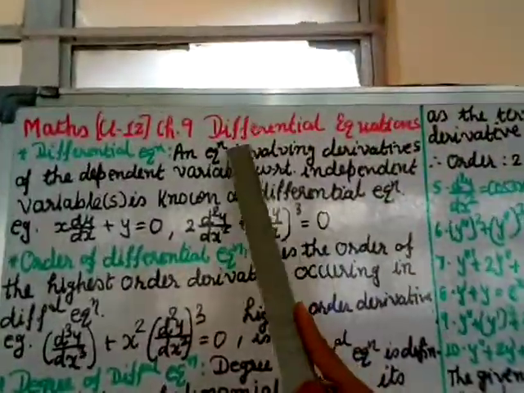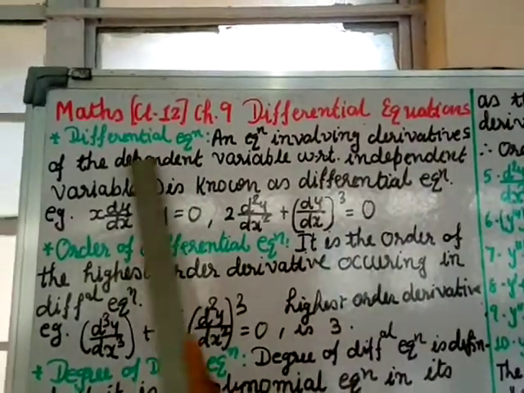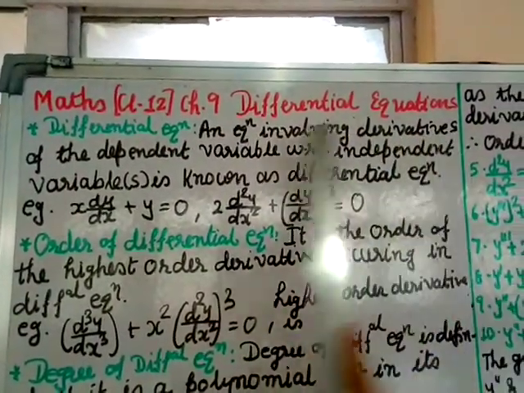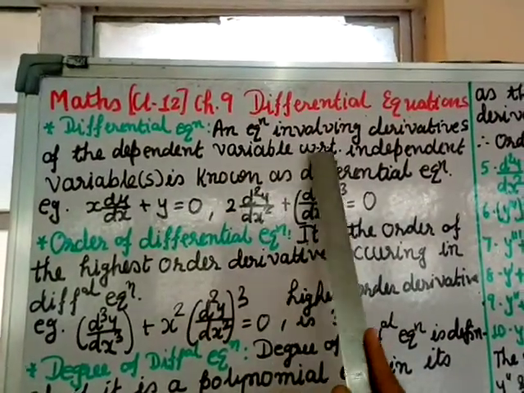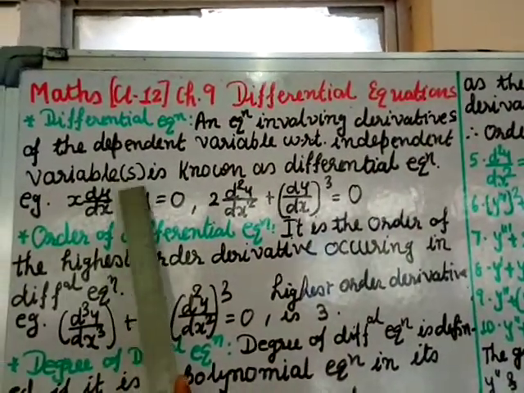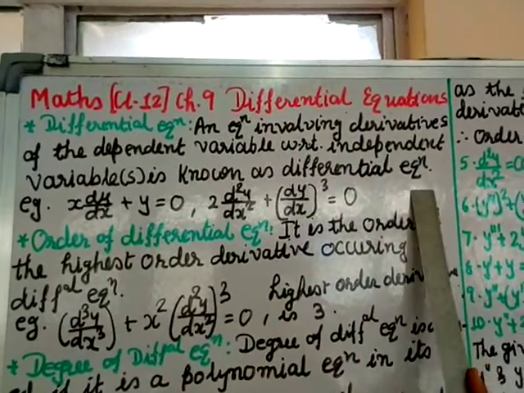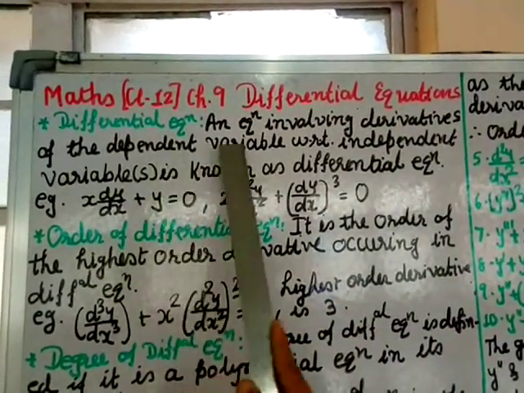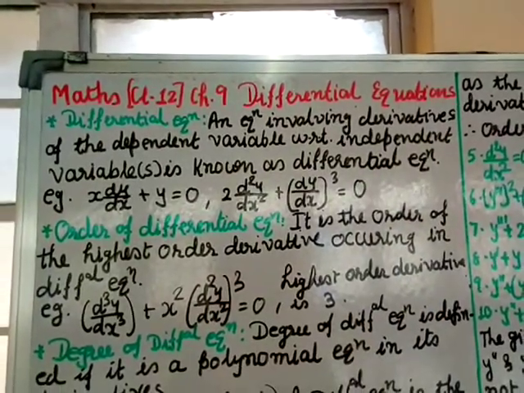Mathematics class 12. Today we shall begin chapter 9, differential equations. What do you mean by differential equation? An equation involving derivatives of the dependent variable with respect to independent variables is known as a differential equation. So it is also an equation, but it has got derivative of dependent variable with respect to independent variable.